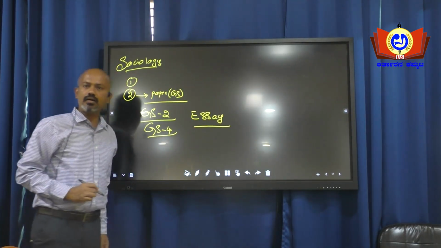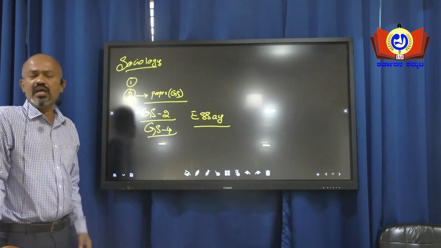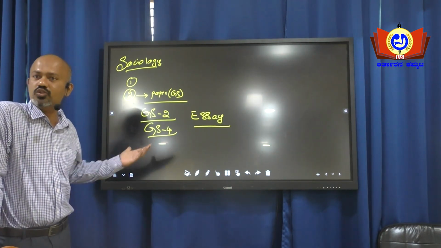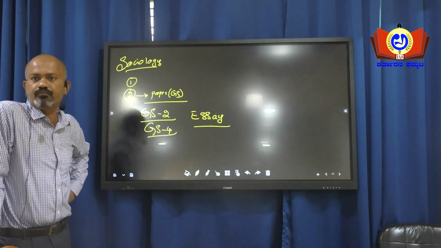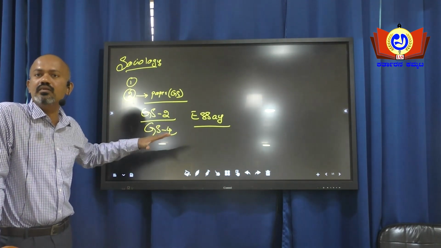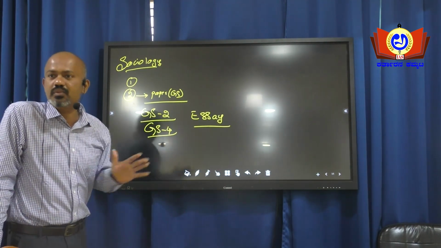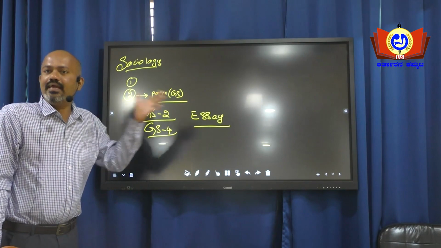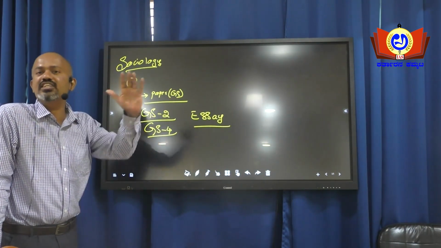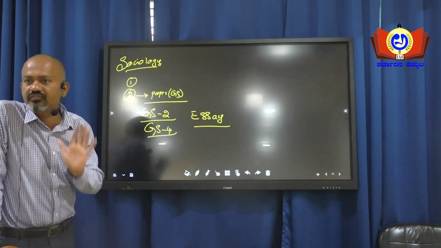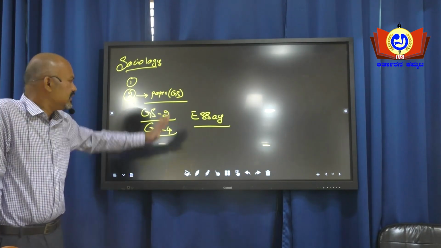So in the ethics paper it will help, and very importantly it will help in the essay paper. Not directly but indirectly. You can expect at least 2 essays linked to sociology in the essay papers. But you should not write whatever you have studied in the sociology optional in the GS paper. You can take some ideas and write in GS, because the GS point of view is different from the sociology point of view. Everybody will confuse them. Okay, these are some points.